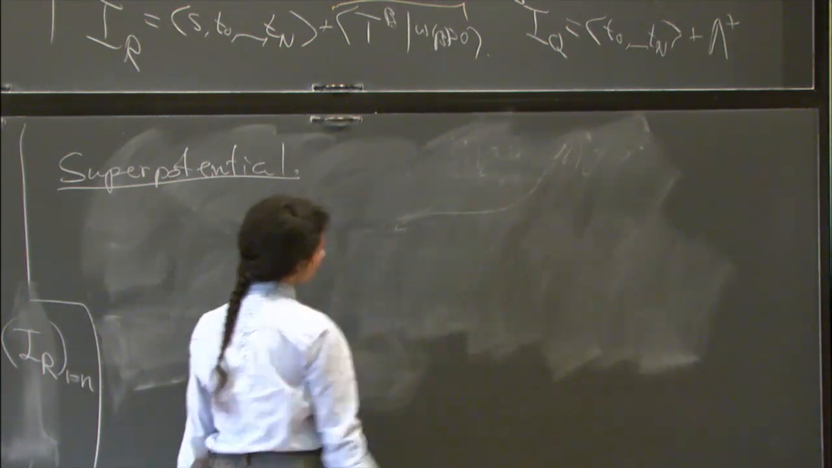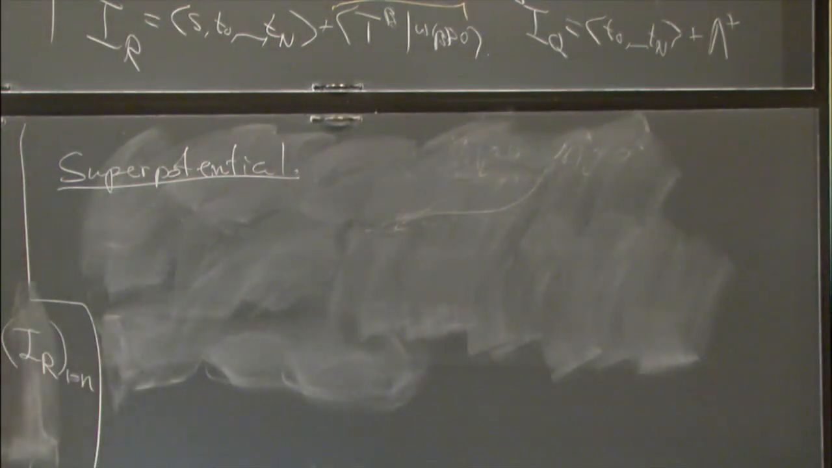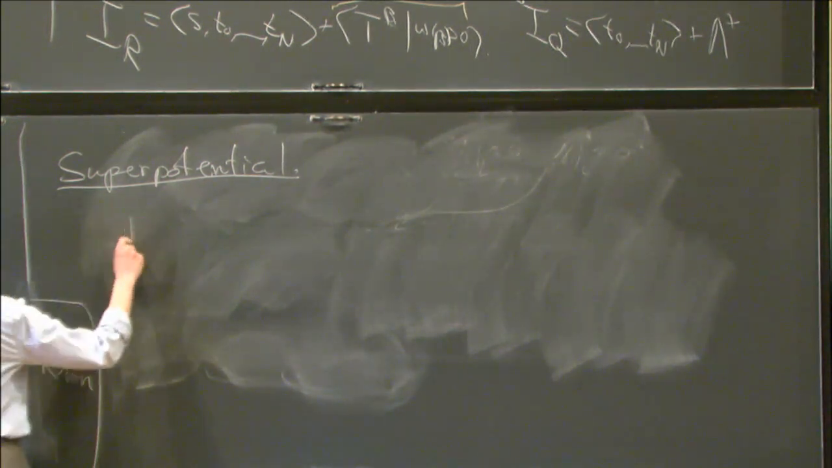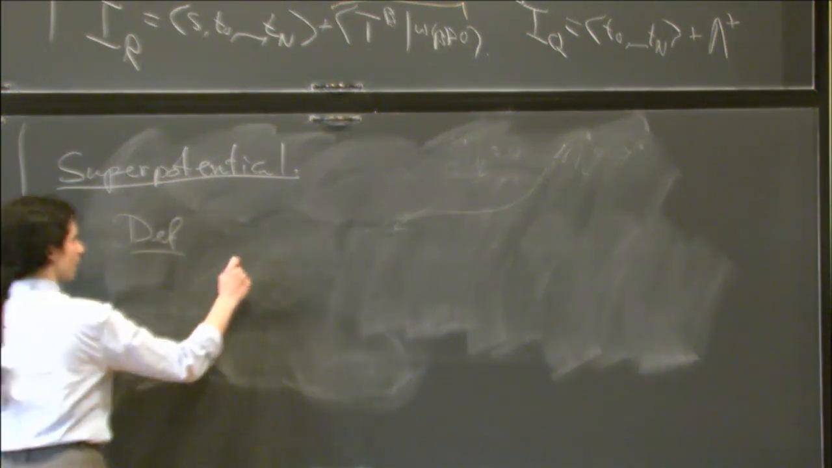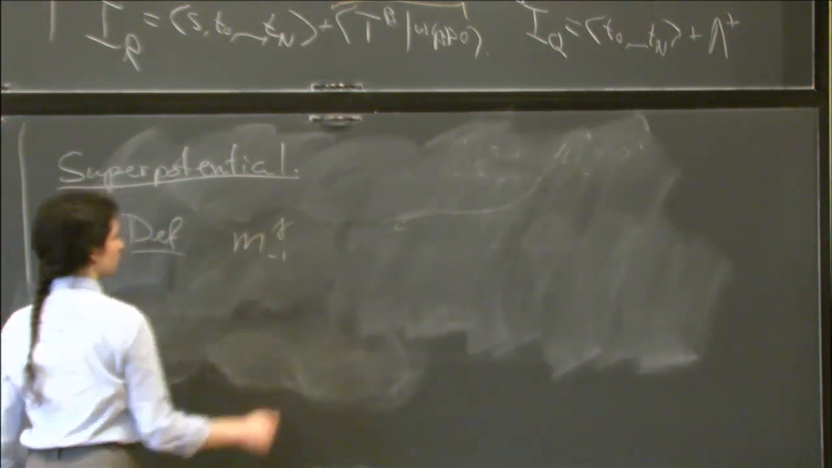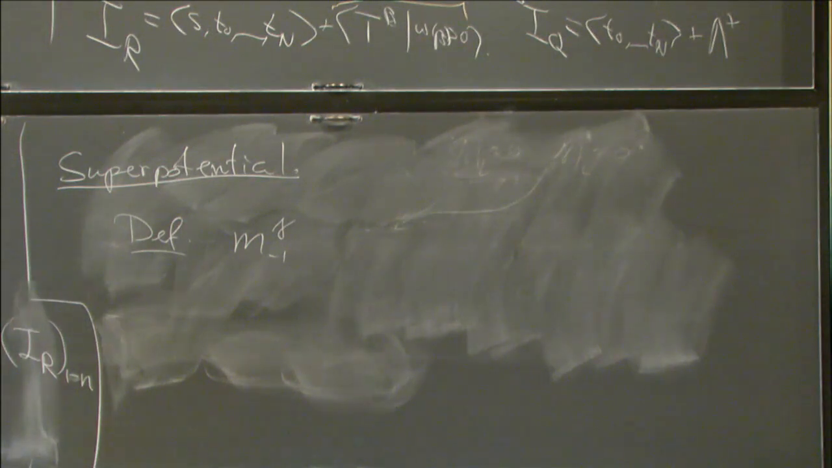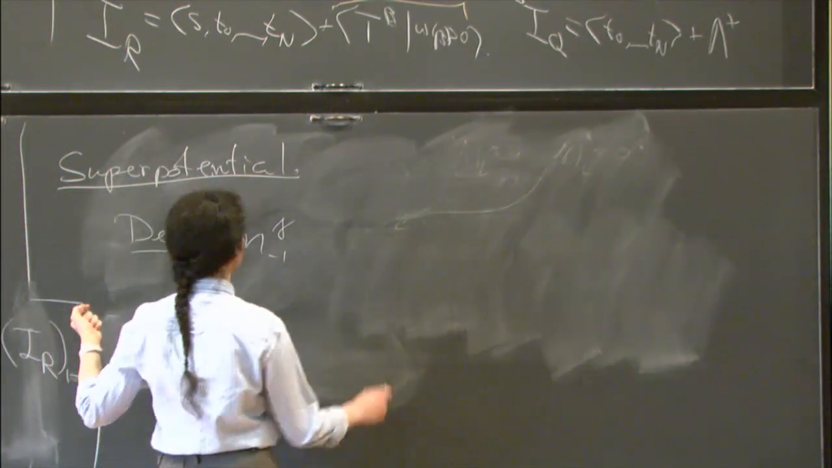In order to define this, the superpotential is supposed to be a generating function for Gromov-Witten invariants. So I want it to count disks. I have the maps there that cover the cases where the disk has at least one marked point. Let me also define M minus 1, which is the case where K plus 1 equals 0. So that's disks that have zero boundary points.